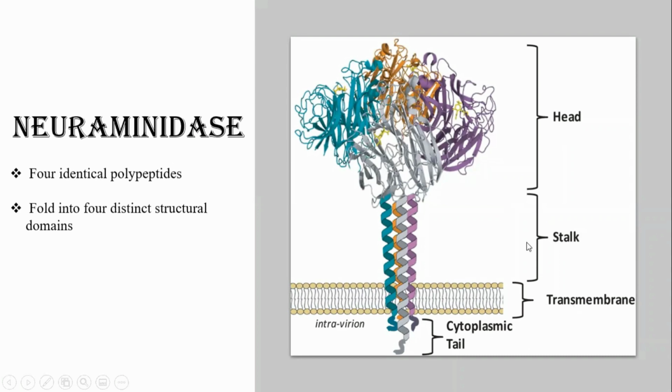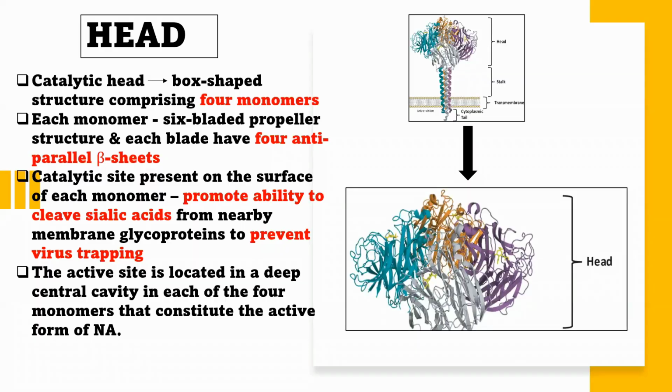So this is the structure of the neuraminidase. We go through first to the structure of the NA itself. The catalytic head of NA consists of a box-shaped structure with four monomers, and each monomer is in the form of a six-bladed propeller structure, with each blade having four antiparallel beta sheets that are stabilized by disulfide bonds and connected by loops.